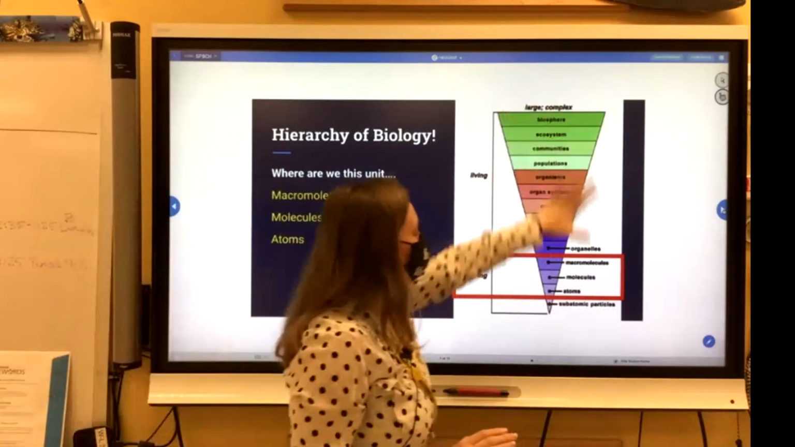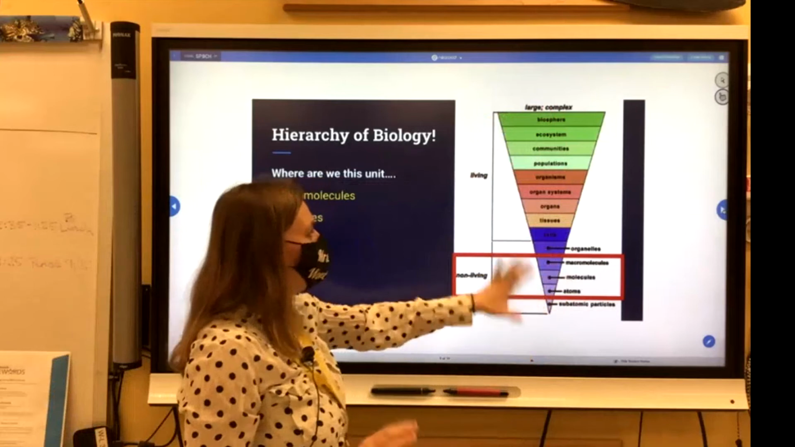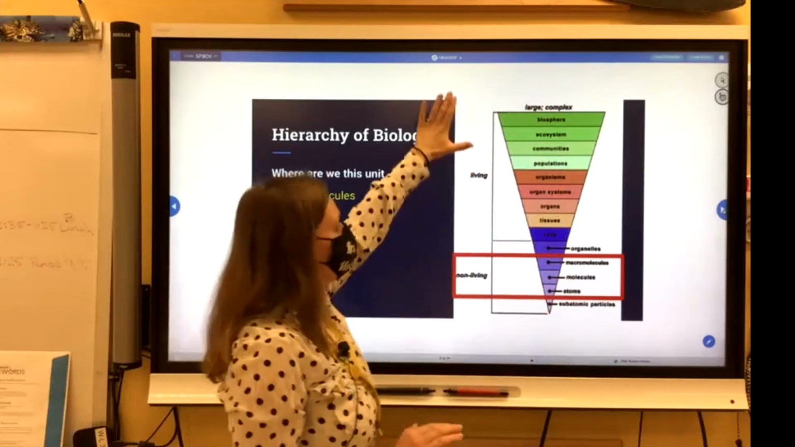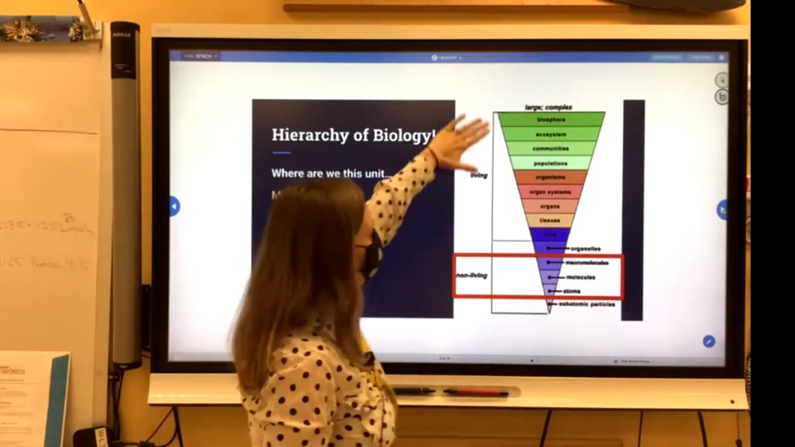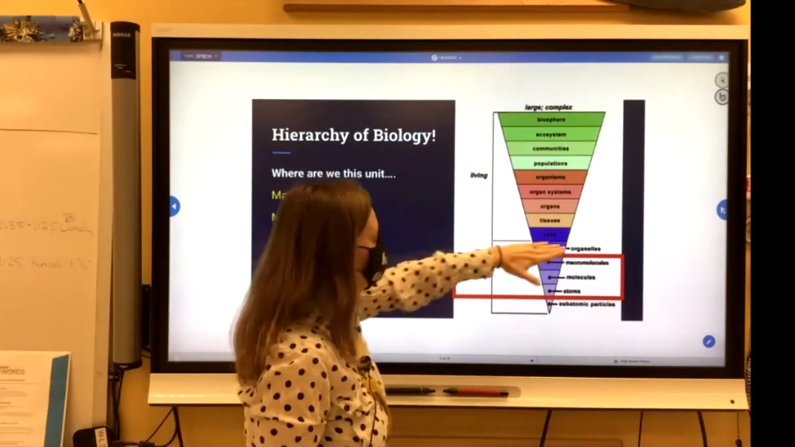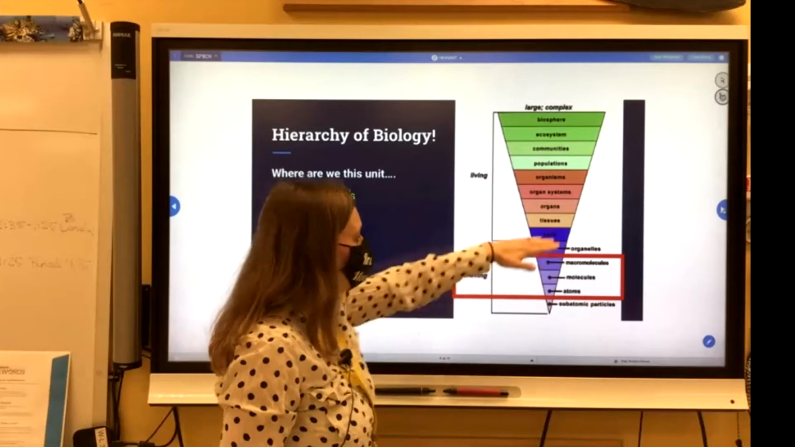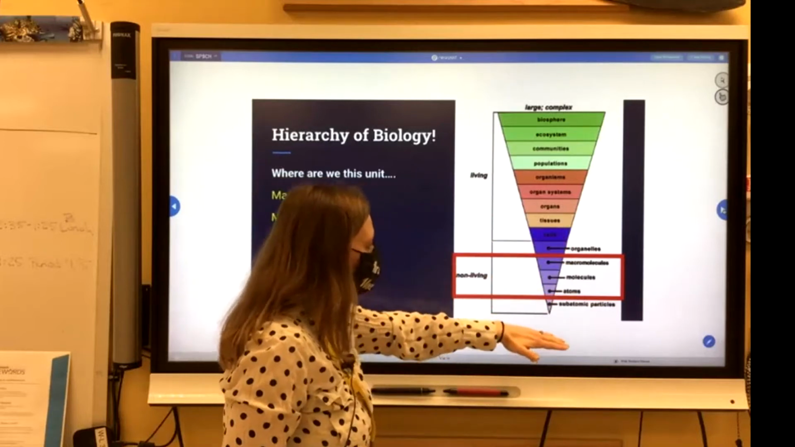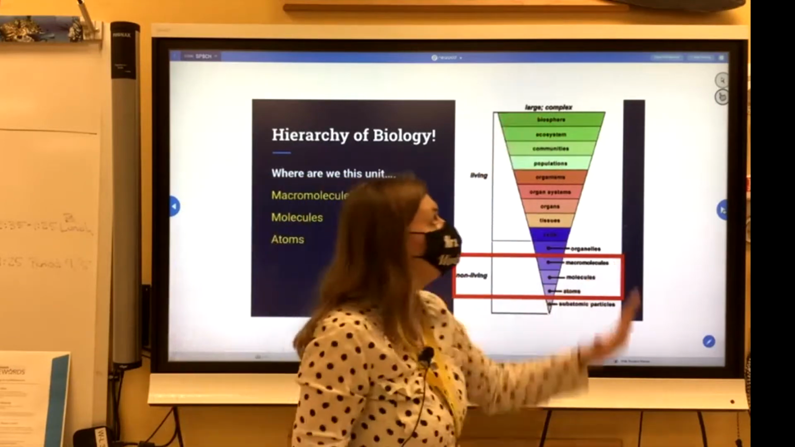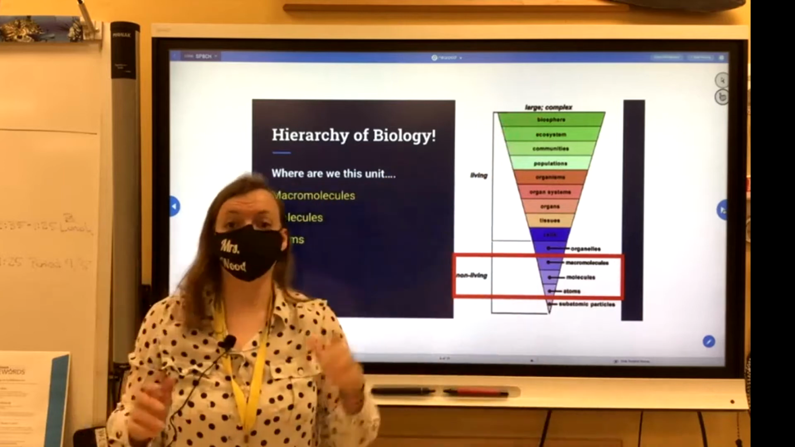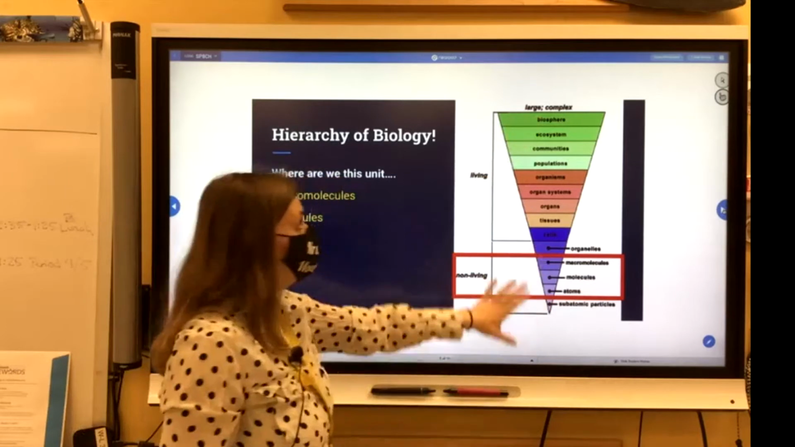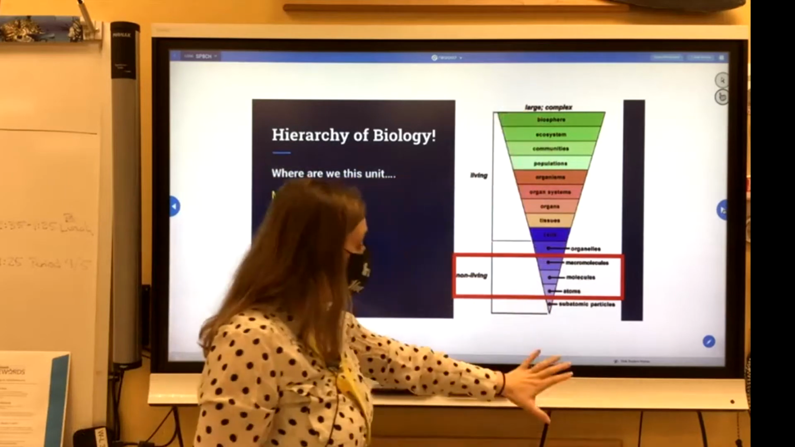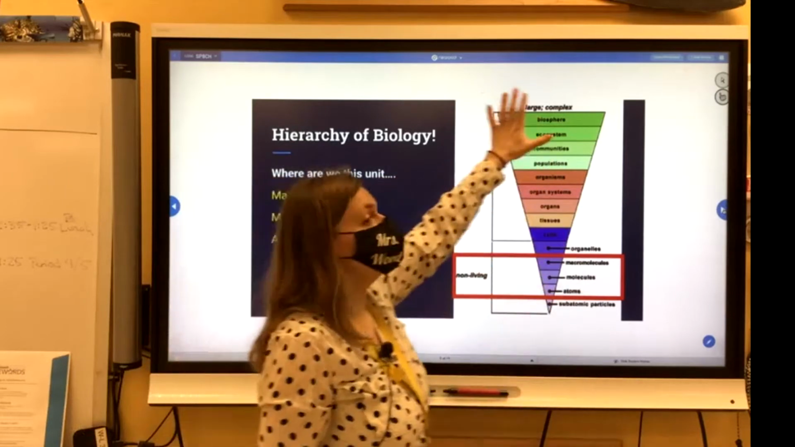So this upside down triangle, this hierarchy of biology, I love it because it combines both of those pictures, right? It's got the living components, everything that's living, remember the smallest living thing is the cell, and then the non-living components. Remember, these are organized in order in terms of size. So when we're looking at this diagram, we're looking at size, and we're also looking at complexity.